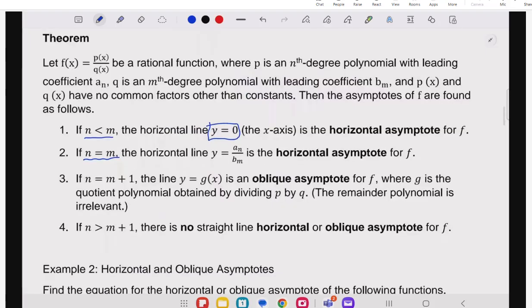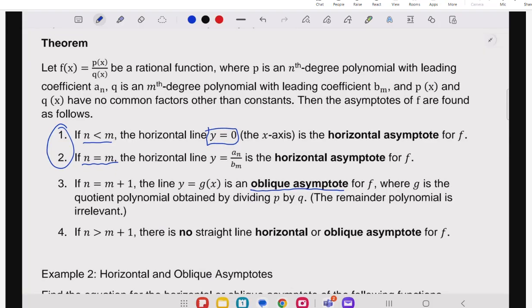Alright, the third one is talking about something that we don't do in this class, but I'm going to tell you the part of the theorem anyway. So your focus is the first and the second one, but you need to know in your homework if it's got an oblique asymptote or not. If n is equal to m plus 1, in other words, the top degree is 1 more power higher than the bottom.